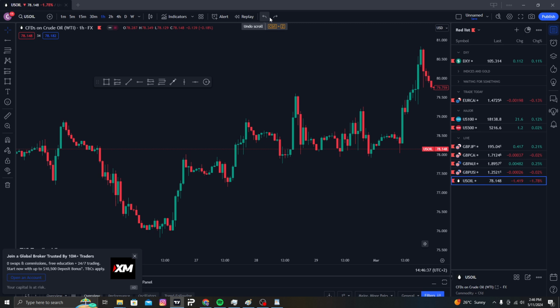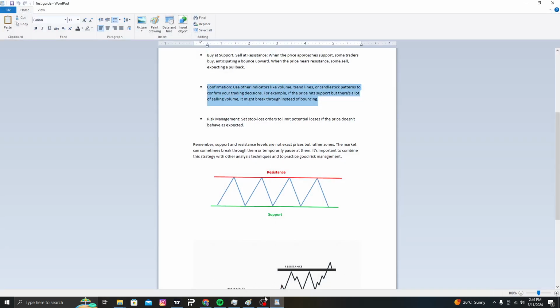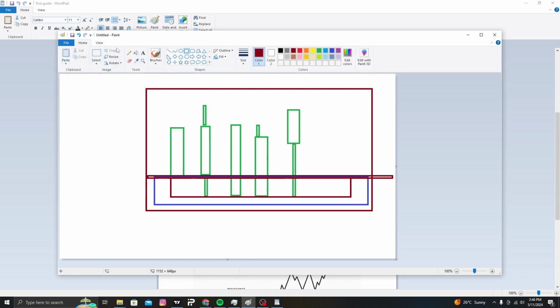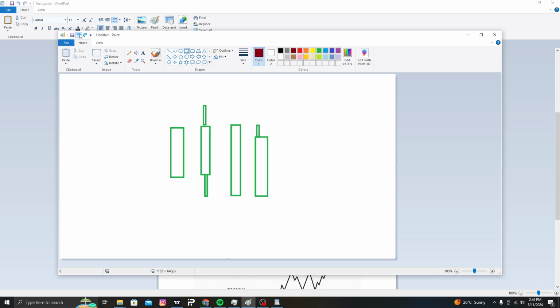So right now, guys, I want to teach you breakouts. Right now, I'm teaching you breakouts. On support and resistance, there are breakouts that happen. For example, let me go to paint to explain that point. You're talking about things like this, right?